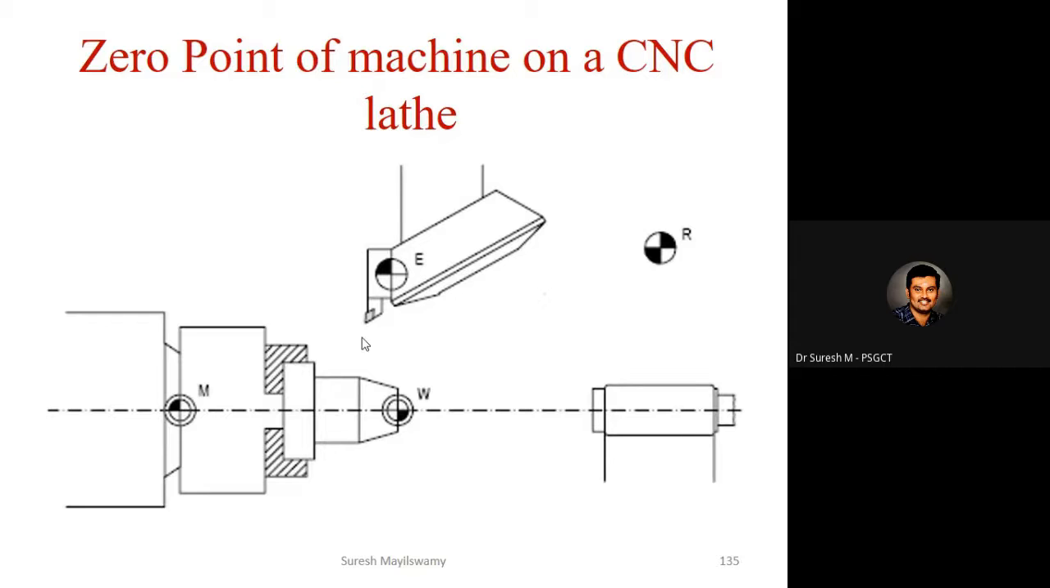So here M and E are fixed by the manufacturer. So as a programmer or a worker, we can't change these references. They are fixed by the manufacturer of the machine tool. And W and R are fixed by the programmer, so we can change them wherever required. At that time, you can change the W and R.